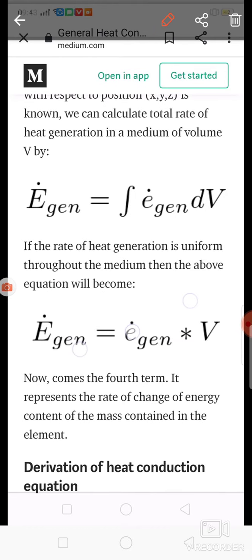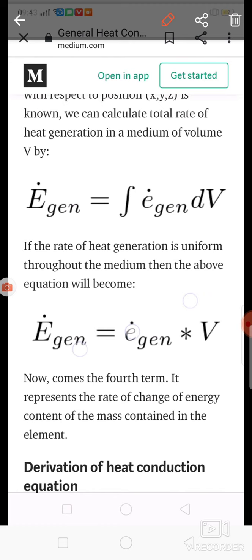How do we calculate it if the rate of heat generation is uniform throughout the medium? Then the above equation becomes: E generated is equal to the integration of e dot generated into dV. This is for the small element. For the overall element, the energy generated is equal to e dot generated into the volume of that particular element. Small e dot generated is nothing but the energy generated in the element per unit volume per unit time. From that we calculate the total energy generated within the element.